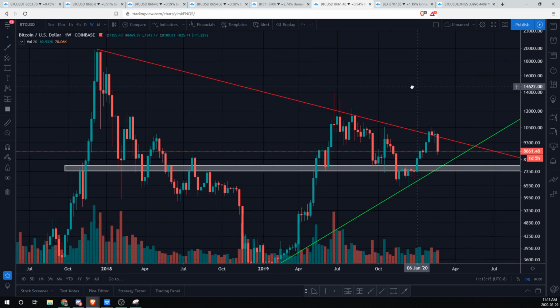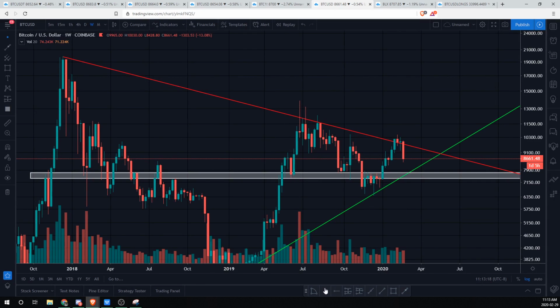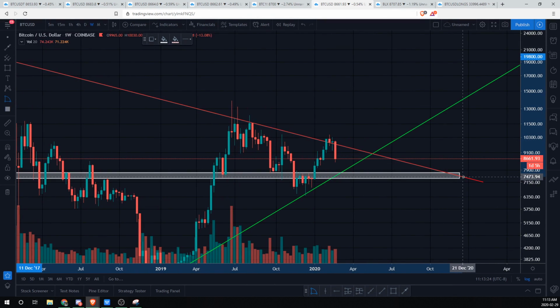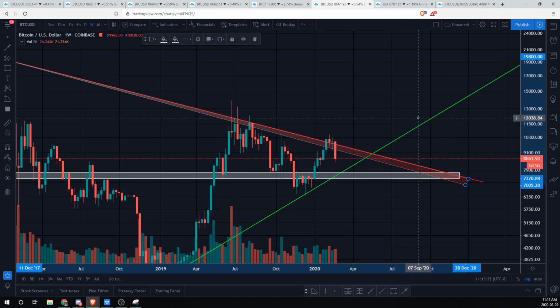So I wanted to first talk about why we put that zone there in the first place, and then go over not just the actual line, but the projection as well. So that's that projection right there.